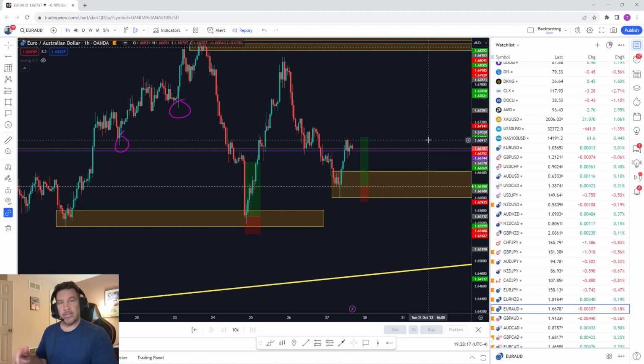So let's go ahead and get into the charts now, and I want to share with you some critical areas, zones, and order blocks that I am watching. And I'm going to go through a slew of pairs, not every single one of them here, but I am going to go through quite a few of them.